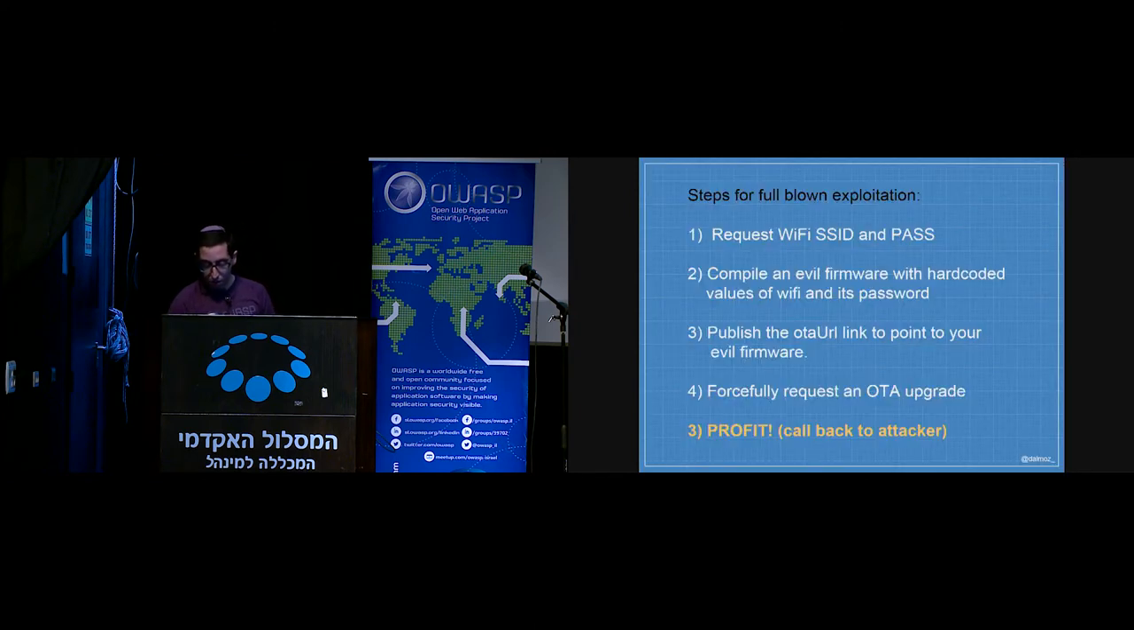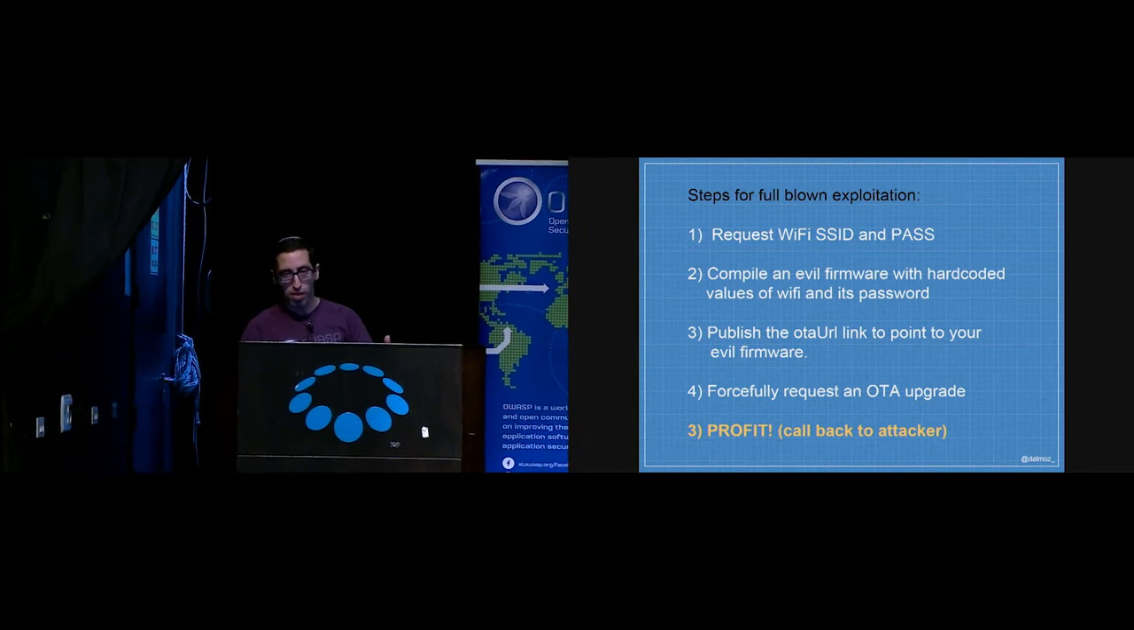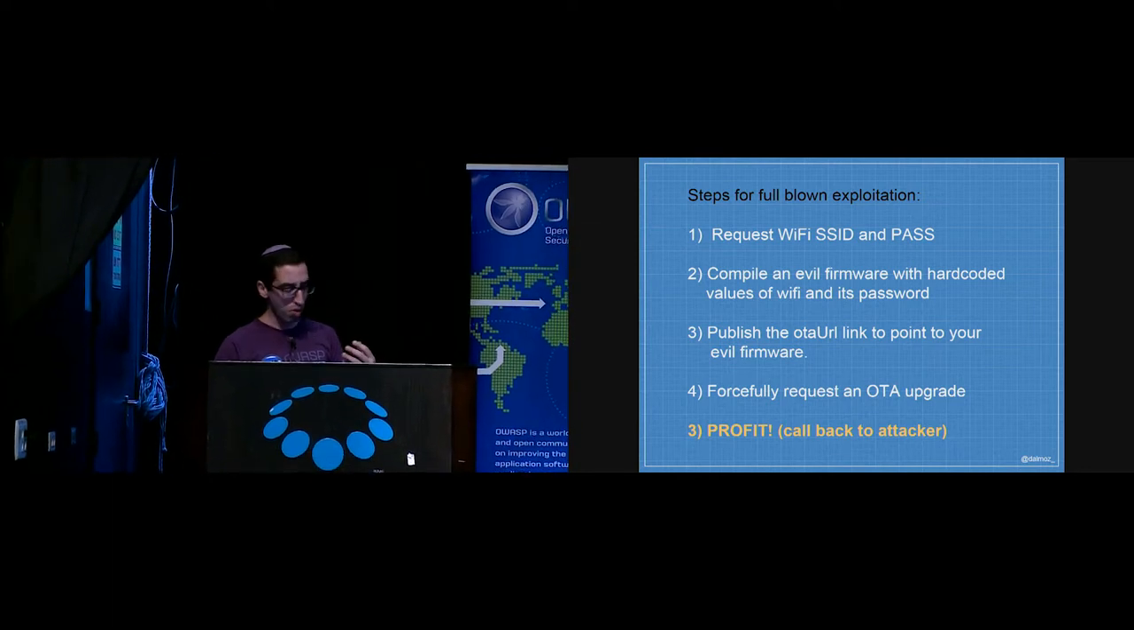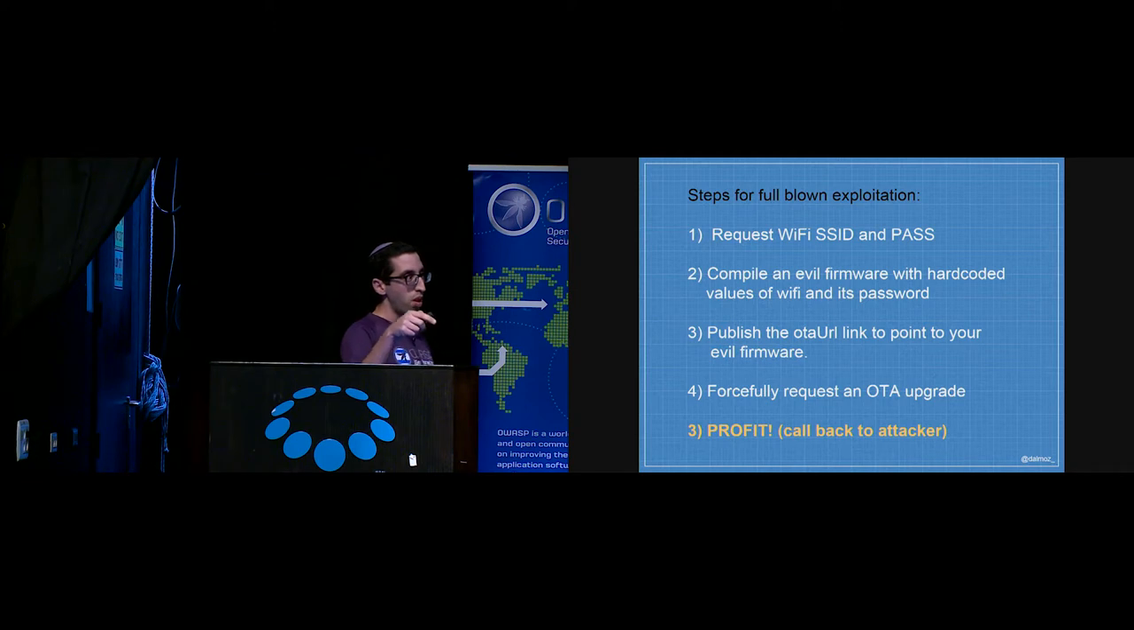Okay, so I'll go through the steps. The first step is to request the Wi-Fi SSID and password. Why am I doing that? Not just for fun. I need that because the second time, I will use it in the compiled evil firmware. I will need to compile it with the definitions for the Wi-Fi and the password, unless I want the user to get the feeling that it wasn't connected to the Wi-Fi. So I needed it to be persistent and connected to Wi-Fi.